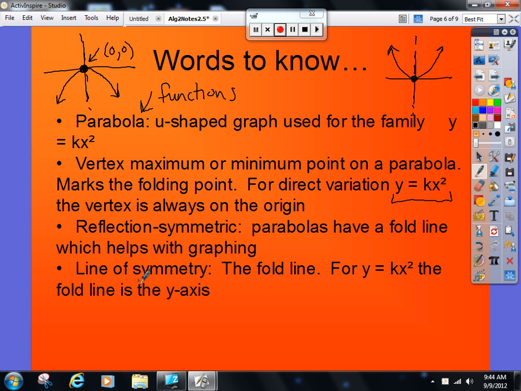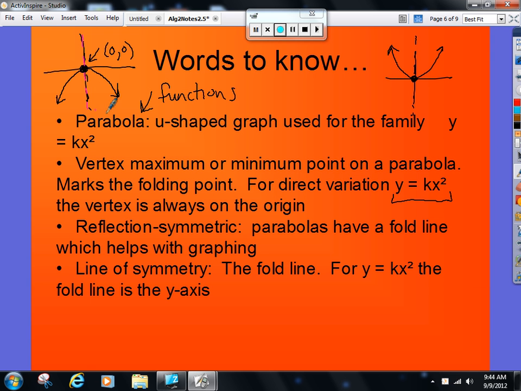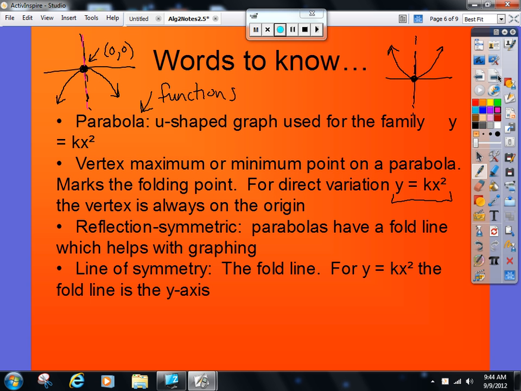Okay, they are reflection symmetric. You should have talked about this in geometry. They have a fold line, which helps when we graph. So the good thing about it is if you know that you have the vertex here at 0, 0, and you're only graphing this point, you could use symmetry to get these things in the third quadrant. And in all of our examples today, that fold line, that line of symmetry, is always going to be the y-axis. The reason that's always going to be the y-axis is because the vertex on all of these is 0, 0. So that is exactly where that fold line would happen.